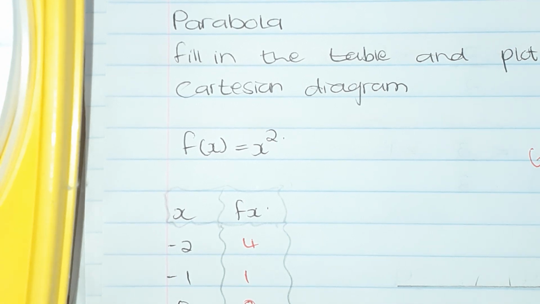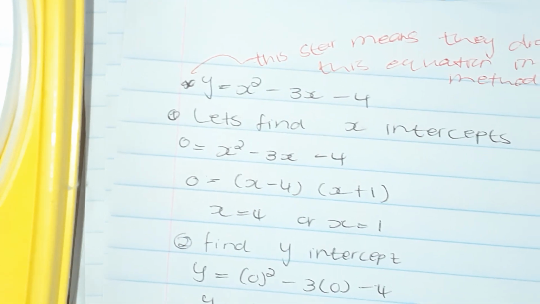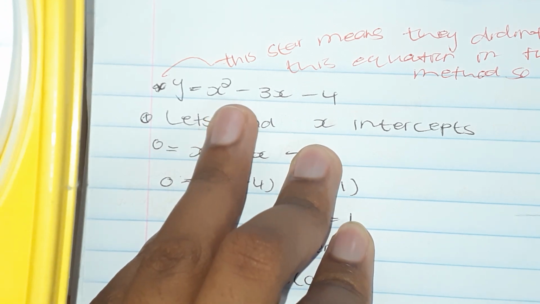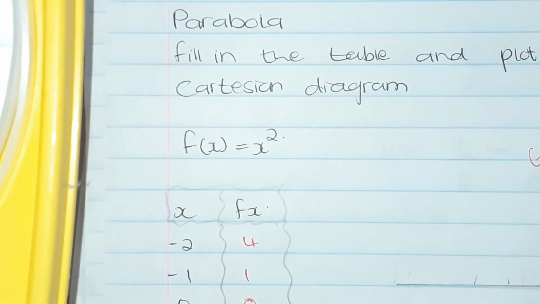Remember, an exponential graph has the power of x. So if we have anything to the power of x, that's when we know that we are dealing with an exponential. But anything to the power of 2 is a parabola. And a parabola is a quadratic equation as well. y equals x squared minus 3x minus 4. This is still a parabola.